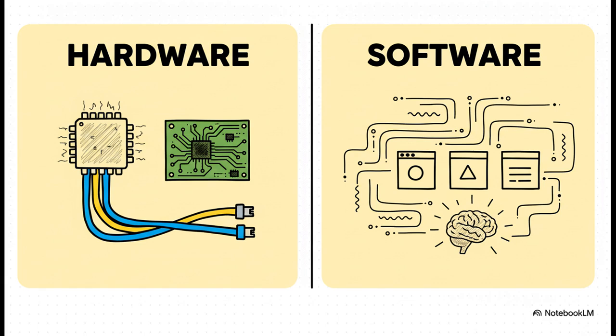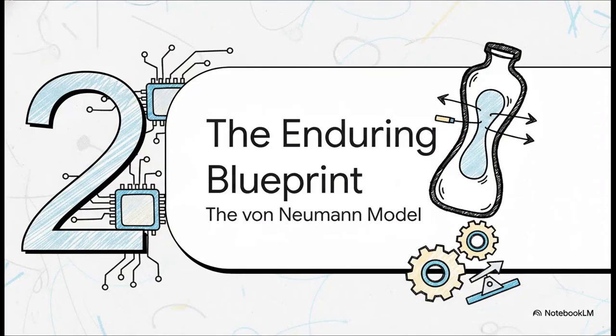But then on the other side, you have the software. These are the intangible instructions, everything from your favorite app to the operating system itself. It's kind of like the machine's consciousness, giving that hardware a purpose. So how is all of this actually organized? Well, the basic model for almost every computer was thought up by John von Neumann way back in 1945. I mean, think about that. It's a blueprint that's nearly 80 years old, and yet it is still the fundamental architecture of the very device you're watching this on right now.